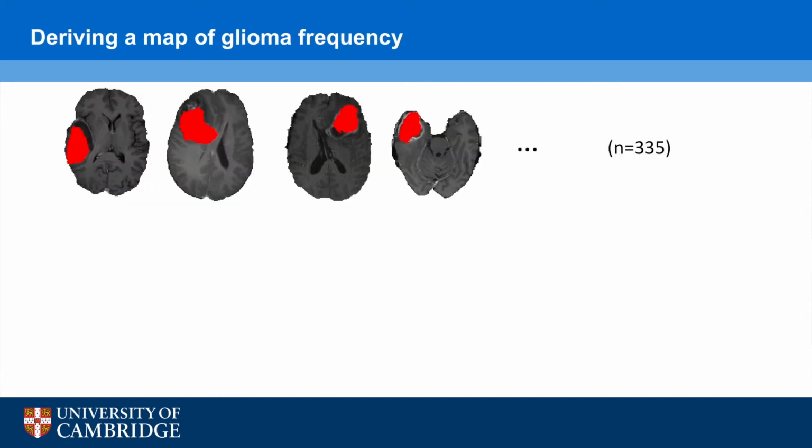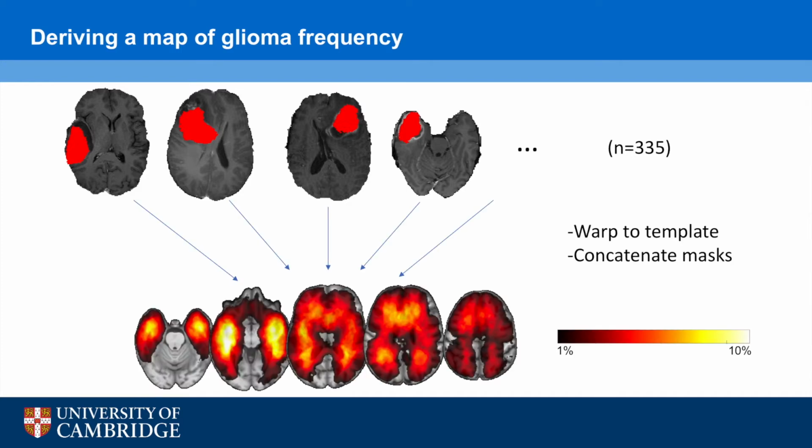First, we constructed a quantitative map of glioma distribution by warping 335 tumor masks from a publicly accessible database onto a common template. This map demonstrated that gliomas are non-randomly distributed, appearing most frequently in dissociation cortices, specifically in the temporal, insular, and frontal regions of the brain.